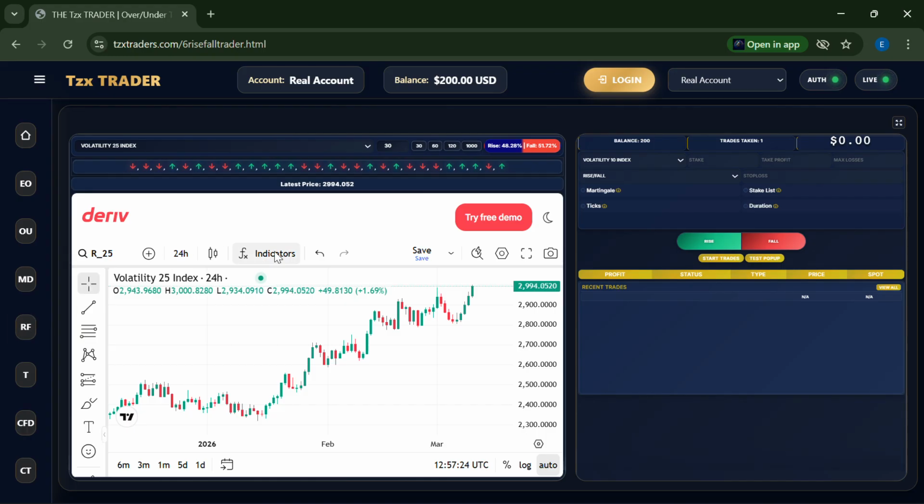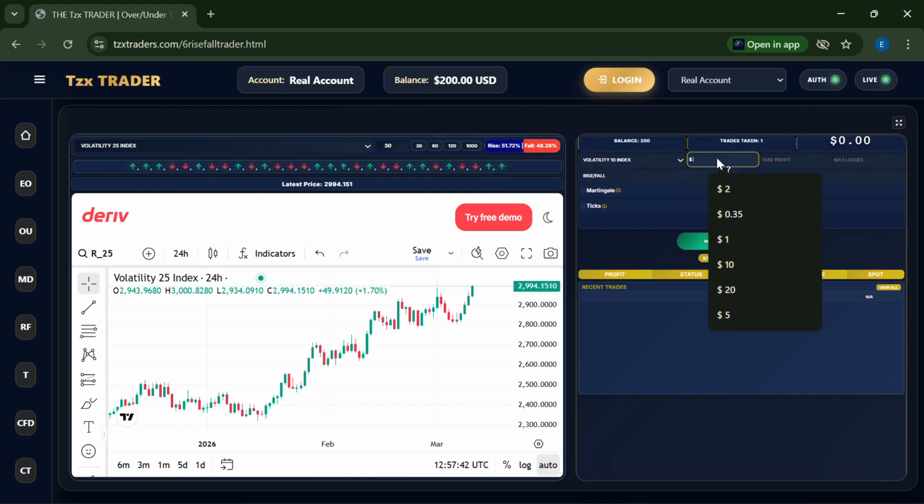So first things first, after you log into TZX Traders, just come here and set your parameters. We are going to set our parameters, which are the stake and the take profit, and also the martingale and the ticks we want to use, and also the market that we want to trade. So first, we are going to start with a stake of $20 because the account is a bit big.